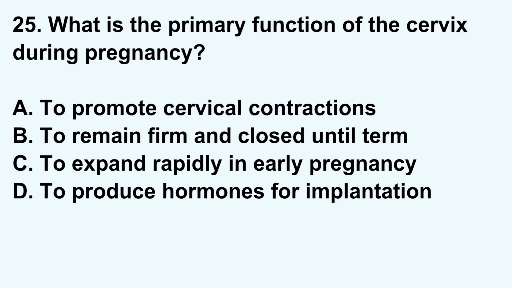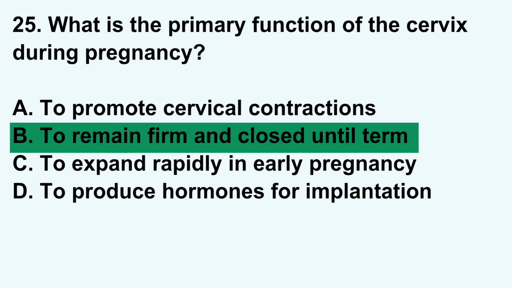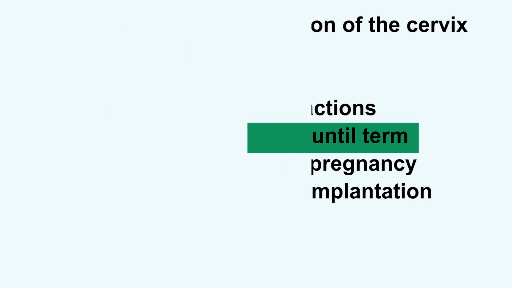What is the primary function of the cervix during pregnancy? A. To promote cervical contractions. B. To remain firm and closed until term. C. To expand rapidly in early pregnancy. D. To produce hormones for implantation. Correct answer, B. To remain firm and closed until term.